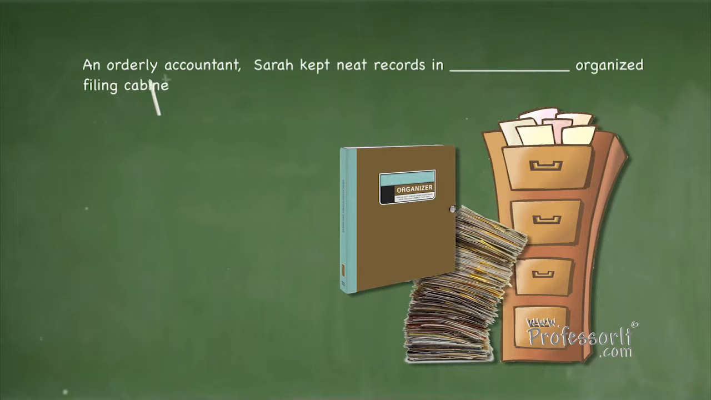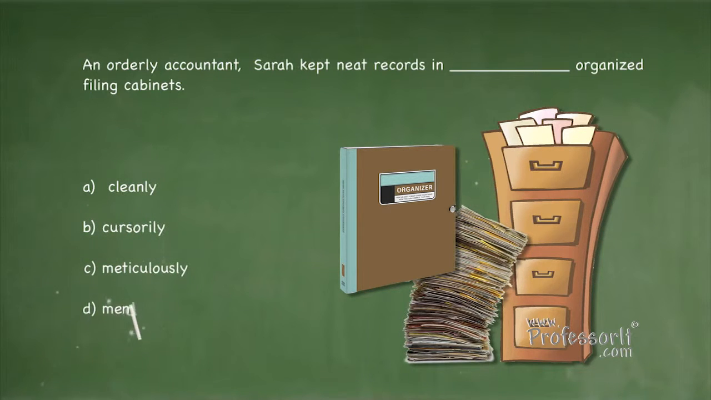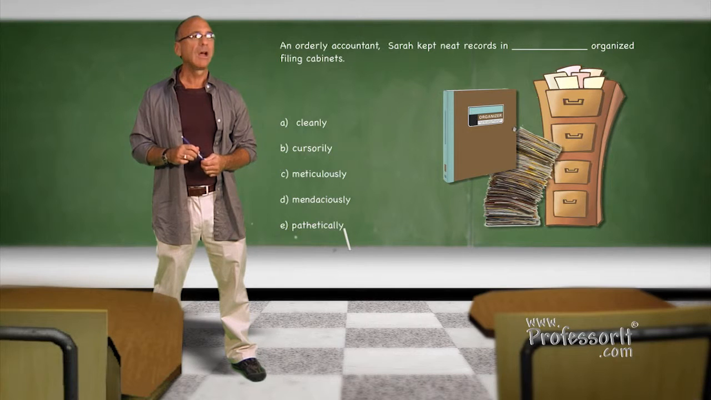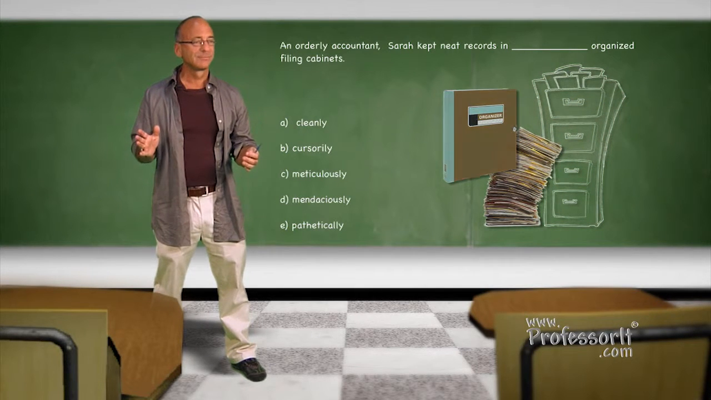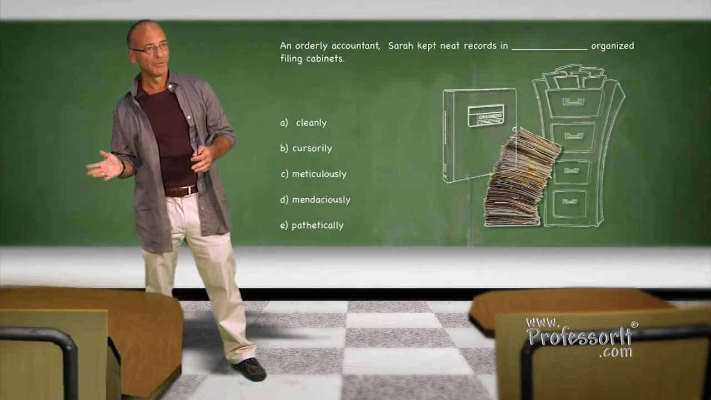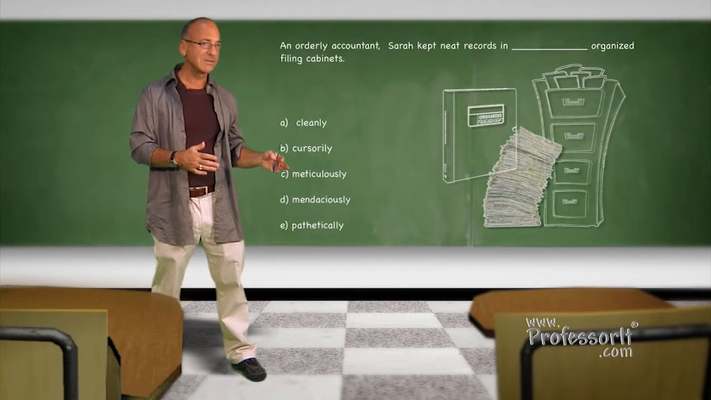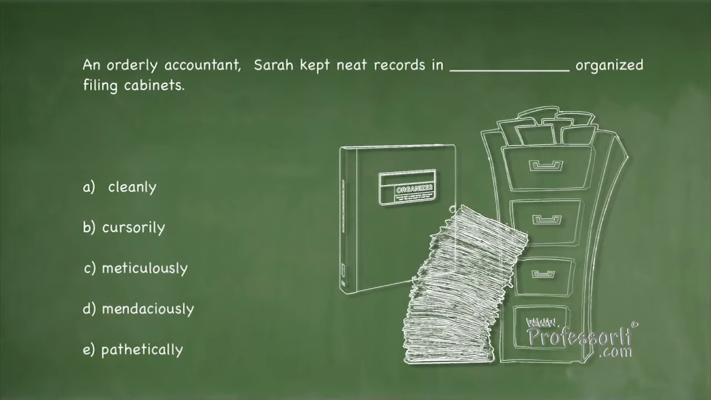Let's look at the 5 answer choices. A, cleanly. B, cursorily. C, meticulously. D, mendaciously. E, pathetically. Ouch. Just when we thought the right answer would be obvious, well, actually it is obvious for the people in the room with good vocabulary. But for the rest of us, well, suddenly the question is looking a little bit more difficult, isn't it?